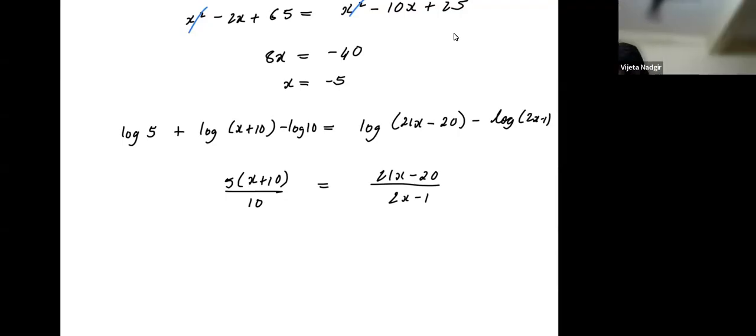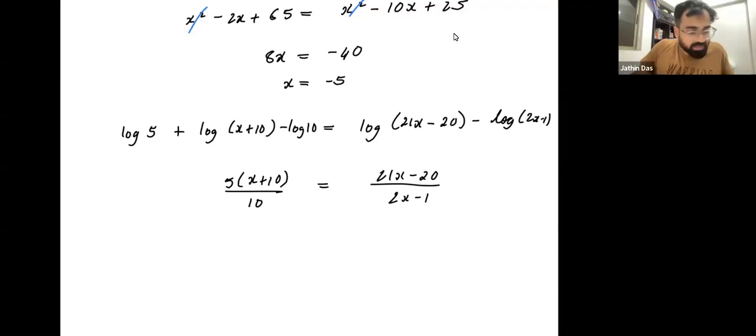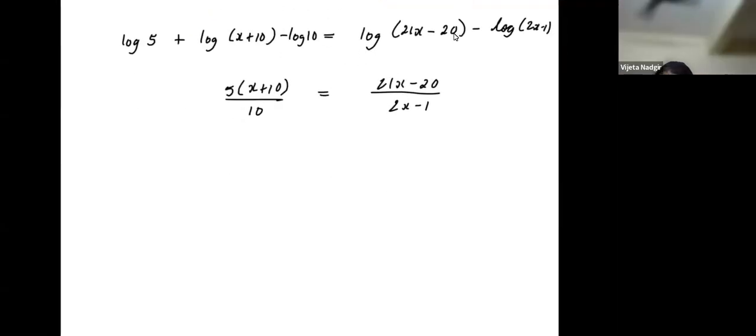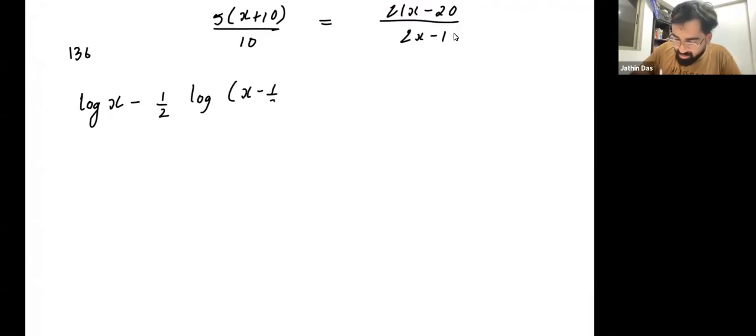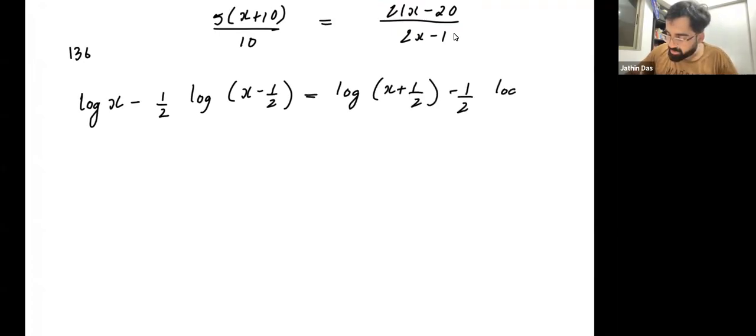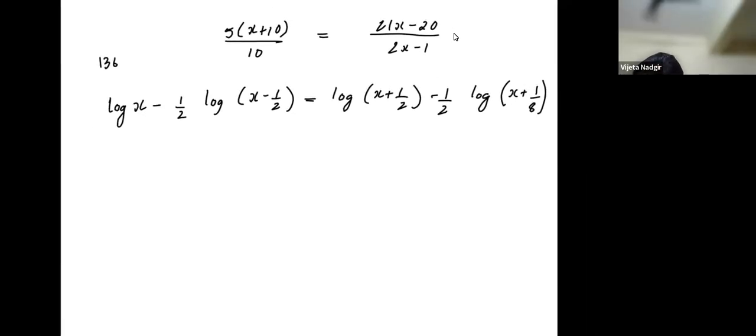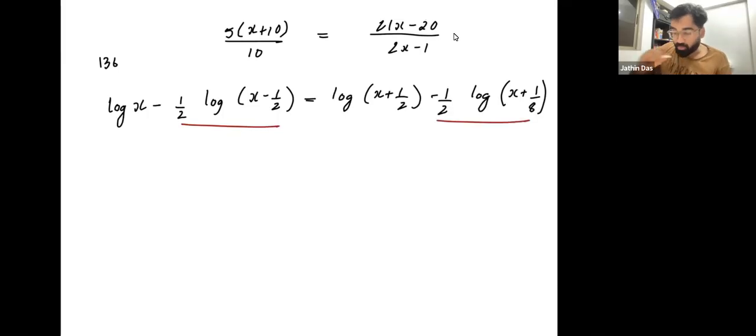Okay. So can you do 136? Yeah, because the rest are similar to that. No, the same thing only, na? So log x minus half log x minus half is equal to log x plus half minus half log x plus 1 by 8. Correct? Okay. Now what I will do is I will bring these 1 by 2's together. Easier for me to do, because I can make a root directly, na?